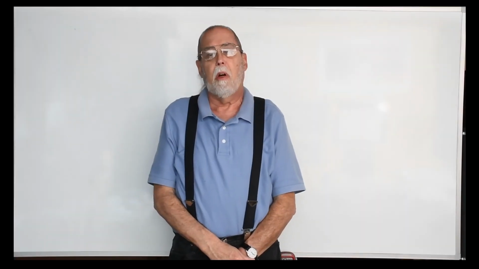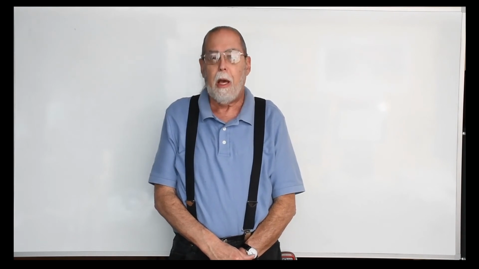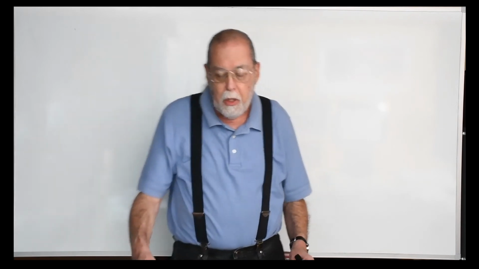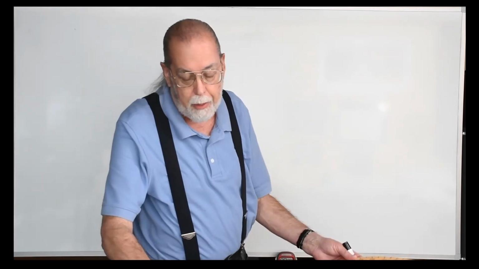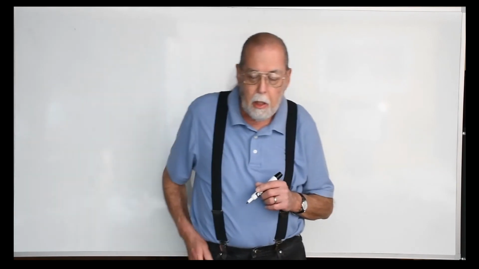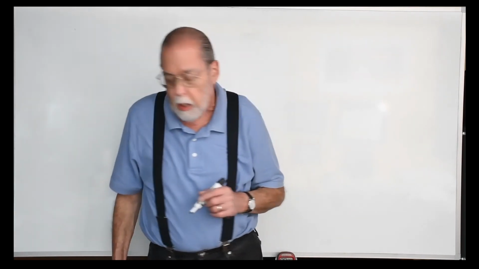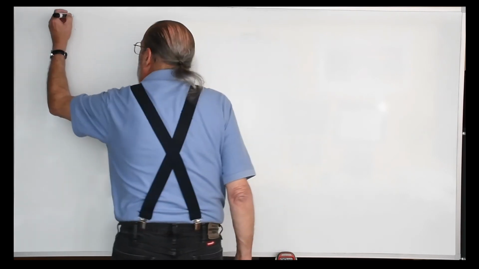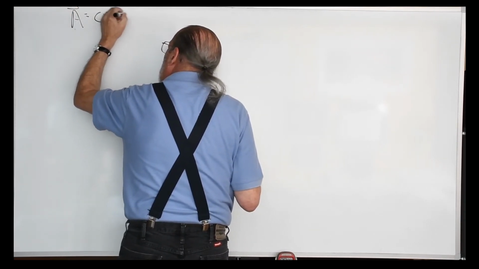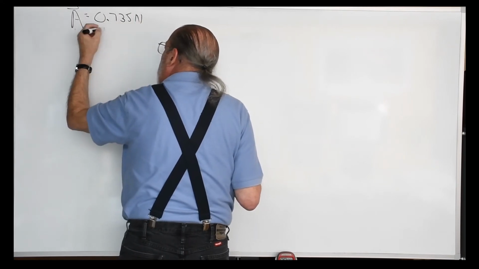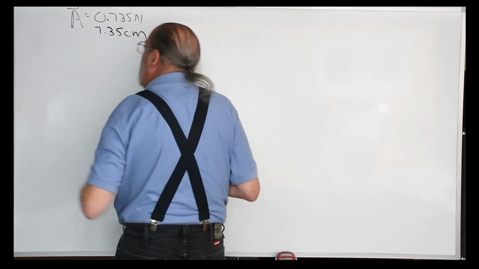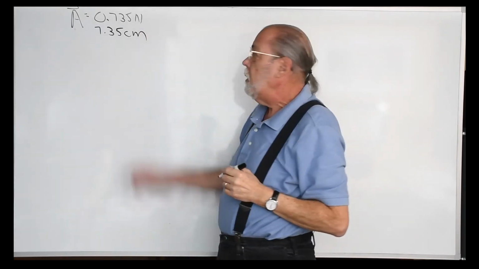The second part of our lab is to graphically add the two forces. Now, if you did the first part of the lab correctly, you should have found that the first force is 0.735 newtons, and that translates into 7.35 centimeters on our graph.